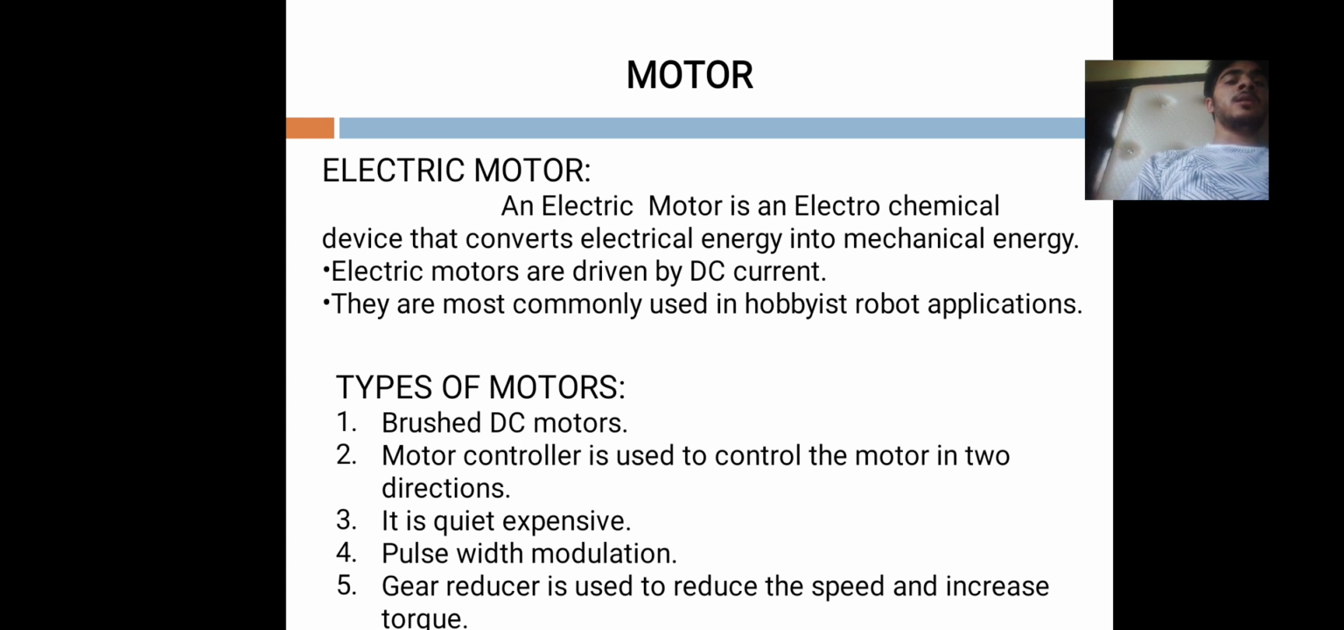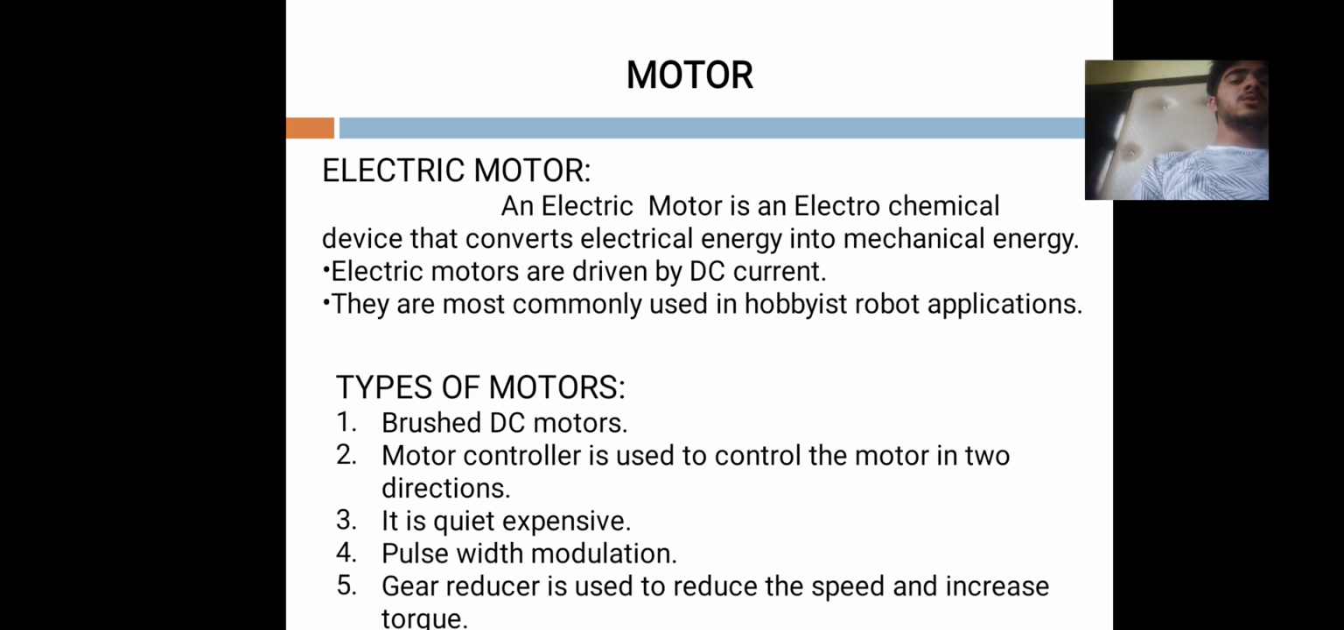Motor. What is an electric motor? An electric motor is an electromechanical device that converts electrical energy into mechanical energy. Electric motors are driven by a DC current. They are most commonly used in hobbyist robot applications. Types of motors. Brushed DC motors. A motor controller is used to control the motor in two directions. It is quite expensive. Pulse width modulation.